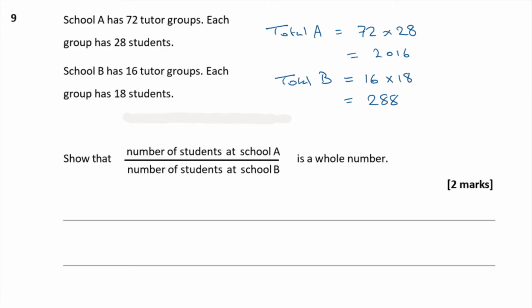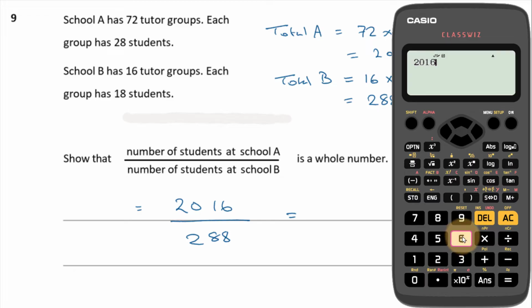So show that the number of students in school A divided by the number of students in school B is a whole number. So what is 2016 divided by 288? Just a job for tapping into the calculator there. So 2016 divided by 288 comes out to be 7. So I've done it, haven't I? I found the totals for A and B, I divided one by the other, and it's a 7, which is a whole number.